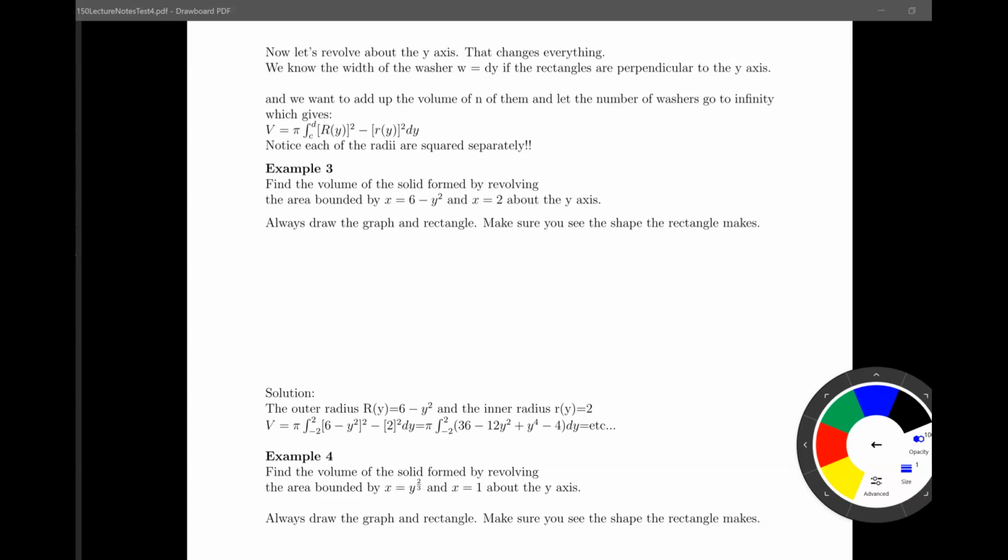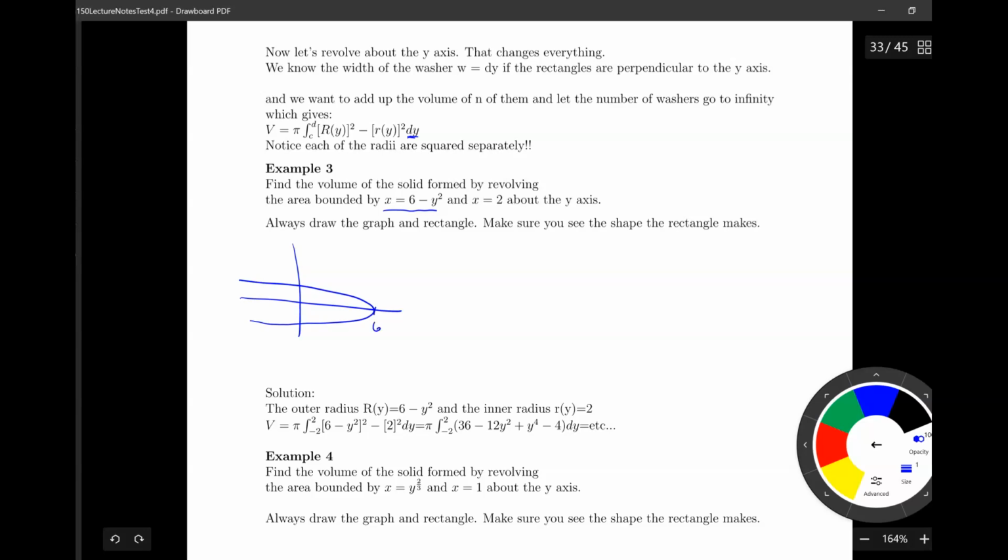All right, so now we're going to be doing the width. We're going to be doing dy, so the width of our rectangle will be dy, so that means we're spinning horizontally. All right, let's check it out. So we have x equals 6 minus y squared, upside down, crosses here at 6. Okay, x equal 2 is like this.